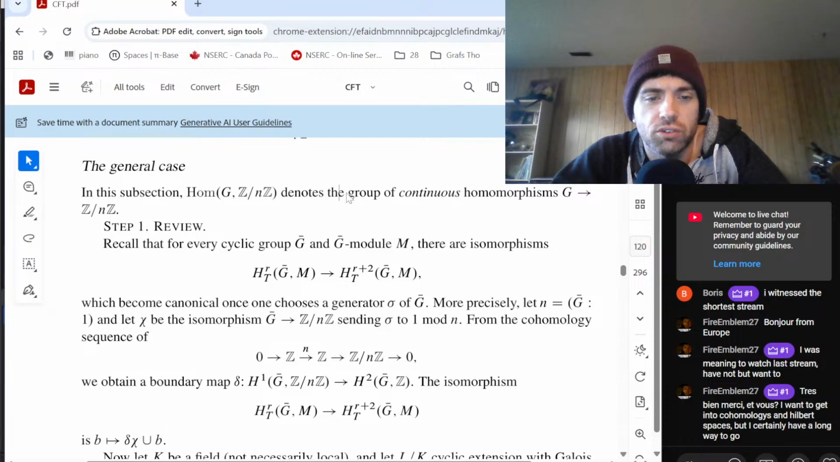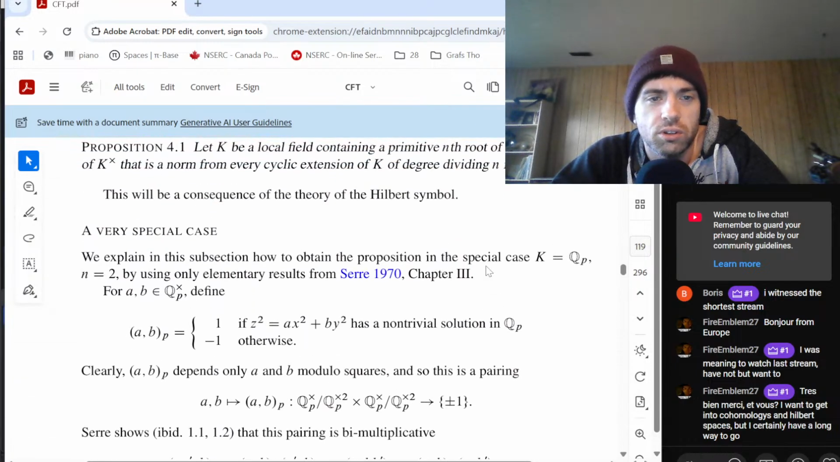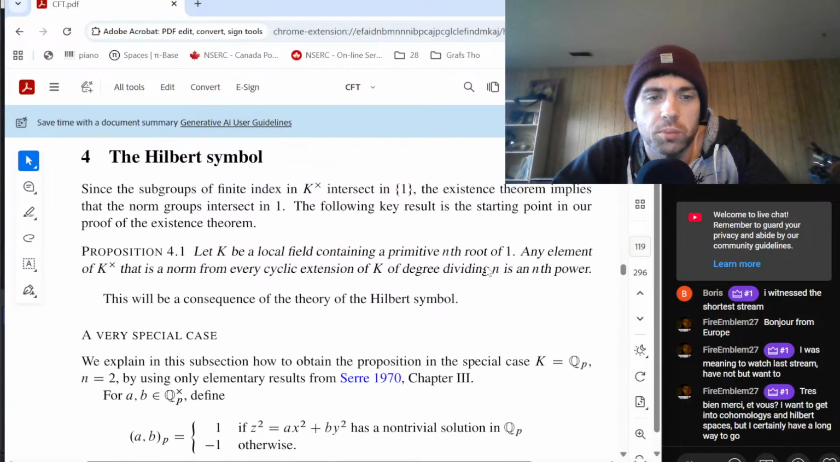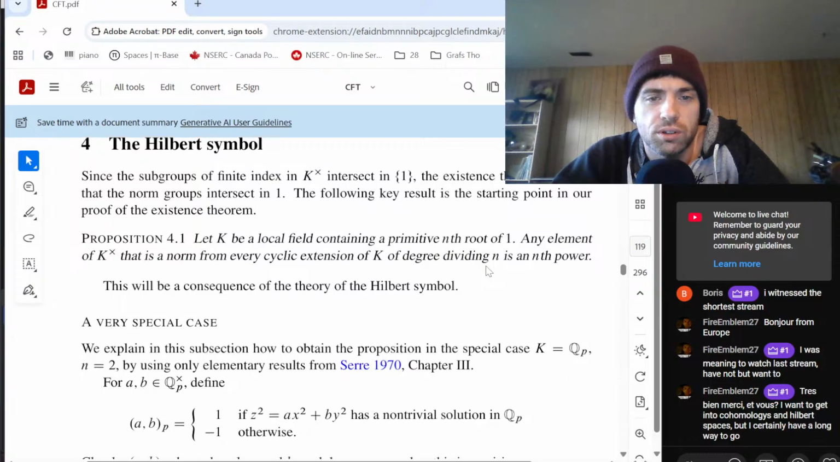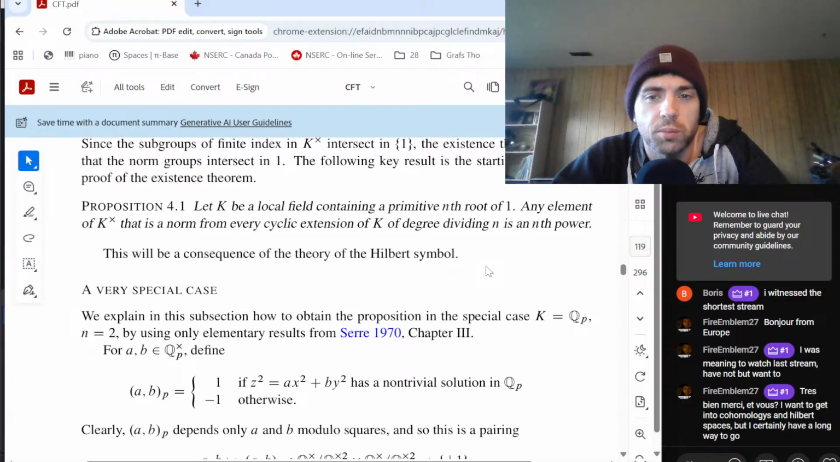The general case. Okay, the general case of what? The Hilbert symbol? Or of this proposition? I see. Of this proposition, I suppose.